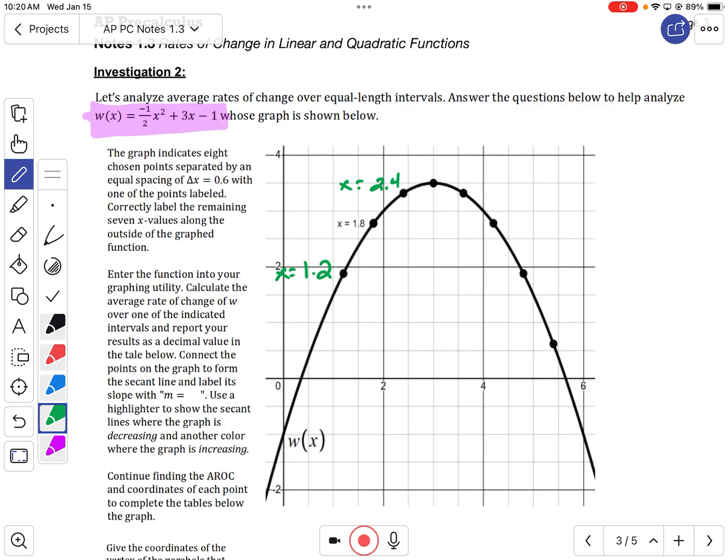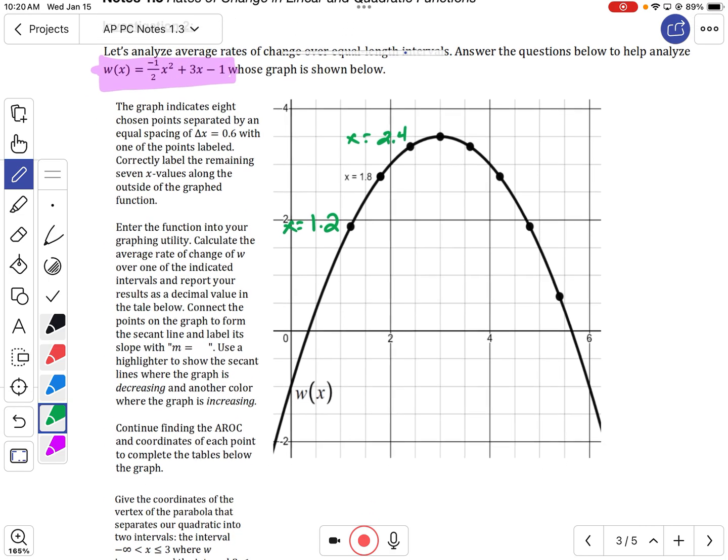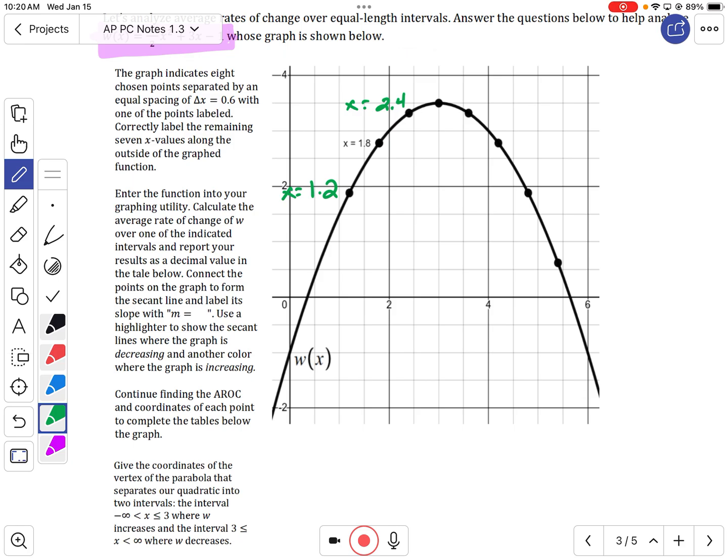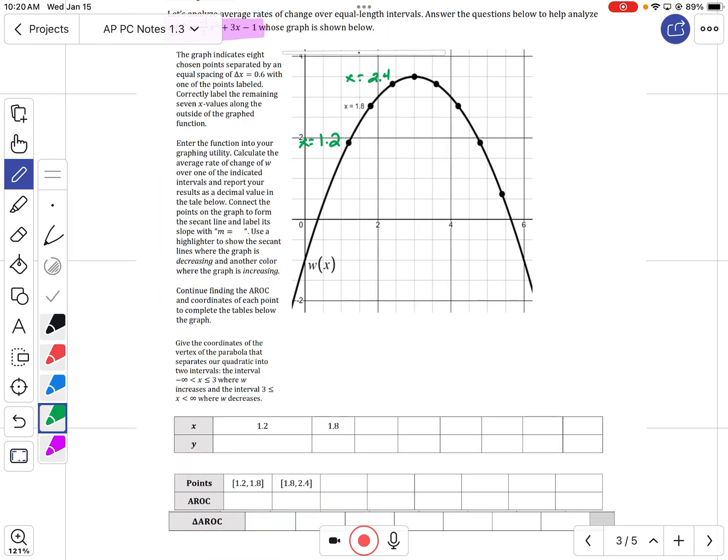Okay. Then it tells you to enter the function into your graphing calculator, calculate the average rate of change over one of the indicated intervals, and report your results as a decimal value in the table below. Connect the points in the graph to form the secant line. Secant is just where you connect 2 dots on a graph, okay, with a straight line. Use a highlighter to show the secant lines where the graph is decreasing and another color to show where it's increasing, and then continue finding the average rates of change and coordinates of each point. Give the coordinates of the vertex of the graph. So it just gives you lots of instructions, okay? There's a lot there, all right?